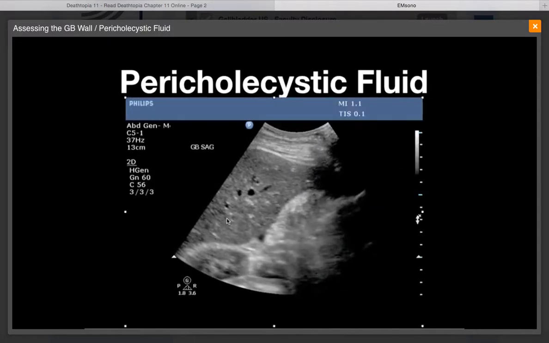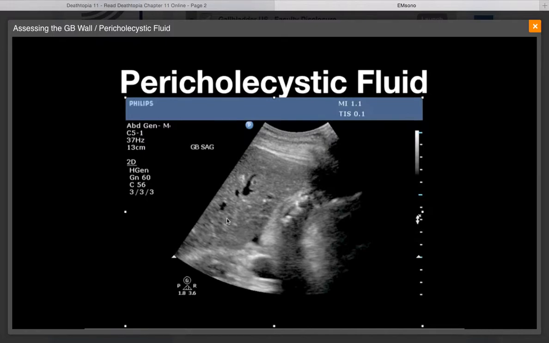Now here we have a sagittal view of a gallbladder in a patient with acute cholecystitis. You can see that there's marked wall thickening here. You can see that the wall thickening is not homogeneous in appearance, that it's heterogeneous, and that there's some linear areas that are hypoechoic. You want to make sure you don't call this pericholecystic fluid. Look for presence of a wall on either side of these hypoechoic areas.